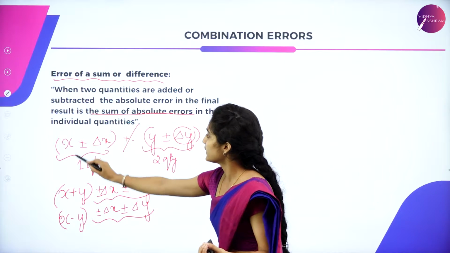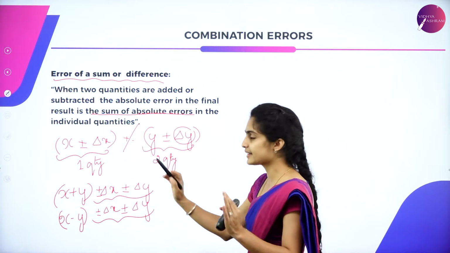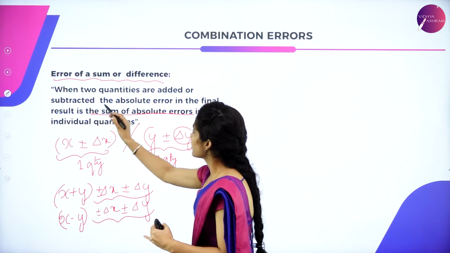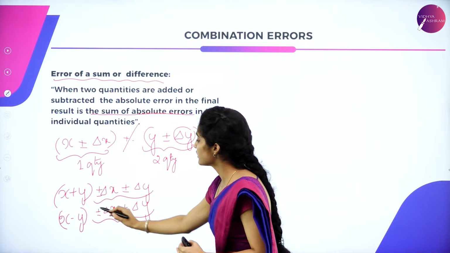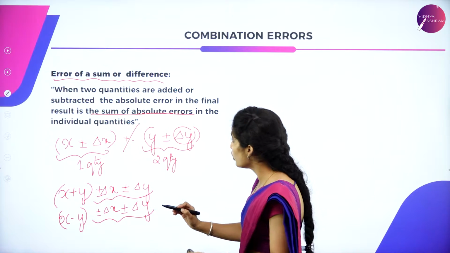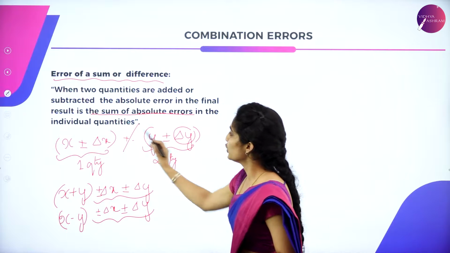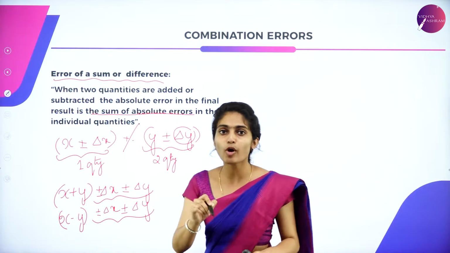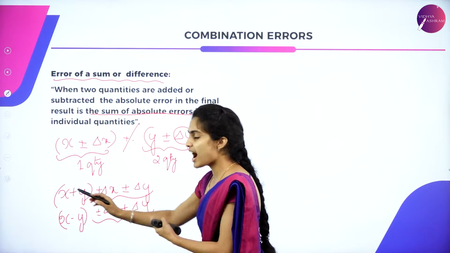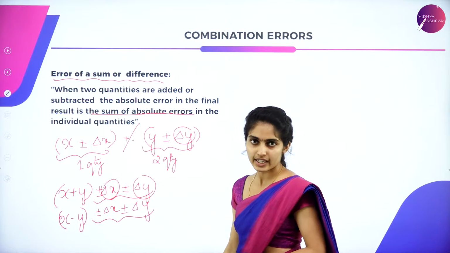So when two quantities are either added or subtracted, the absolute error in the final result is always said to be the sum of the absolute errors in the individual quantities. There is no point of subtracting there. Since you have added here, of course you have to add this absolute error with this absolute error.